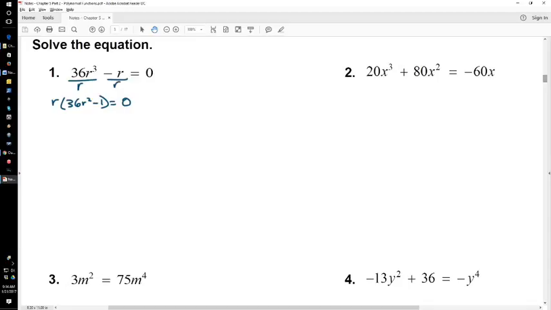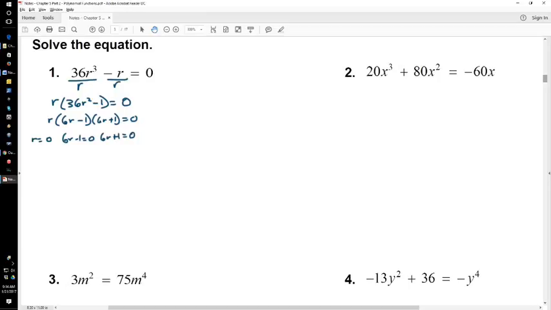And then we look at this and realize, oh, that's a perfect square, 1 is a perfect square, and there's a negative in the middle, so this is a difference of squares. So that's 6r minus 1 and 6r plus 1 equals 0. Now we got rid of all of our squares, cubes, fourths, all that sort of stuff. It's all just plain r's. So we're going to set them equal to 0: r equals 0, 6r minus 1 equals 0, and 6r plus 1 equals 0.